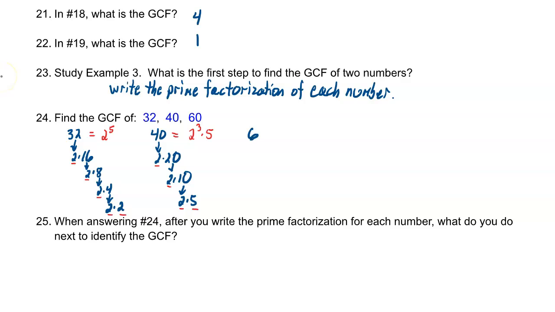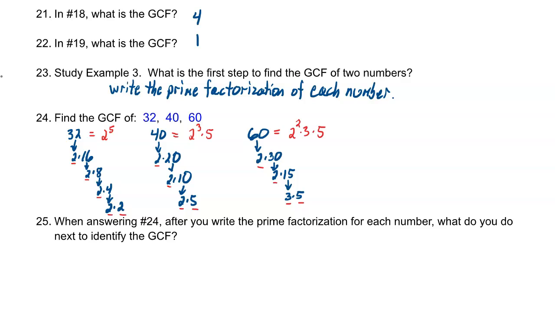Now the number 60. 60 is 2 times 30. 30 is 2 times 15. And 15 is 3 times 5. 2 times 2 times 3 times 5 is 60. I have the prime factorizations of all of the numbers.